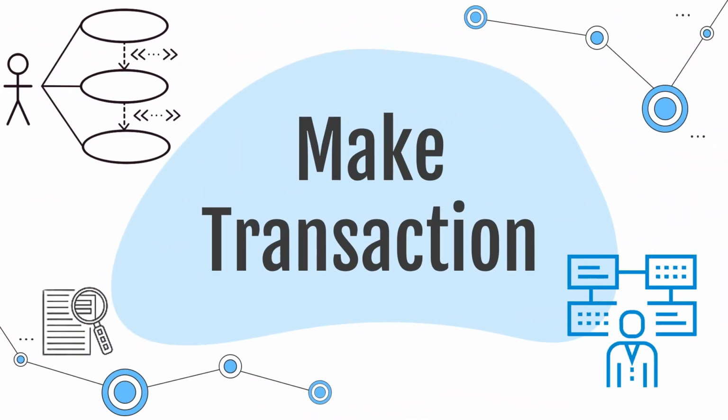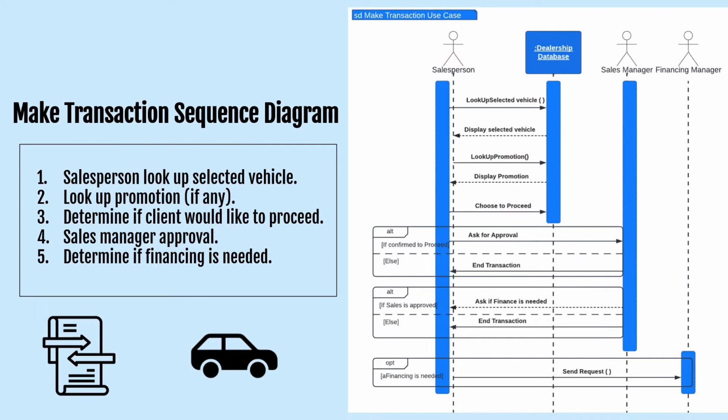We'll now talk about the make transaction sequence diagram. They are interactions between salesperson, dealership database, sales manager, and financing manager. As a first step, the salesperson looks up the selected vehicle, and the database will display the selected vehicle. Then the salesperson looks up any promotion available, and the database will return one if there is one. Then the salesperson will ask the client if they would like to proceed with purchasing.